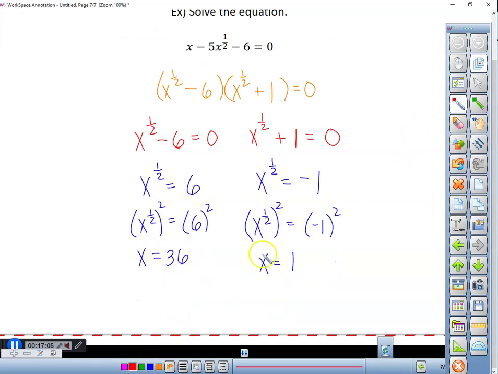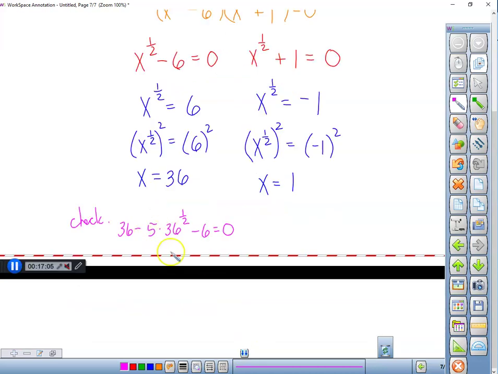Now I'm looking at checking each of these. So I'm going to check in that original equation where I have my trinomial. So this is x, this would be 36 minus 5 times 36 to the 1/2 power minus 6 equals 0. So there are a couple of ways you can simplify this. You can think of this as 6 squared. 2 times 1/2 gives you 1, so this is going to become 6. You can also, of course, just look at that as the square root of 36, which is 6.